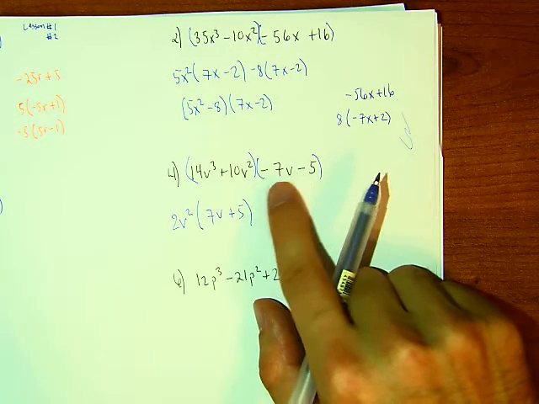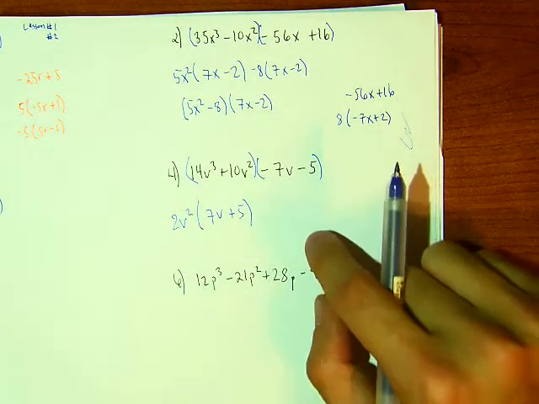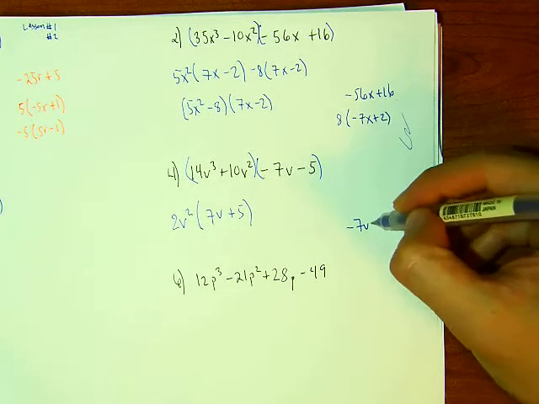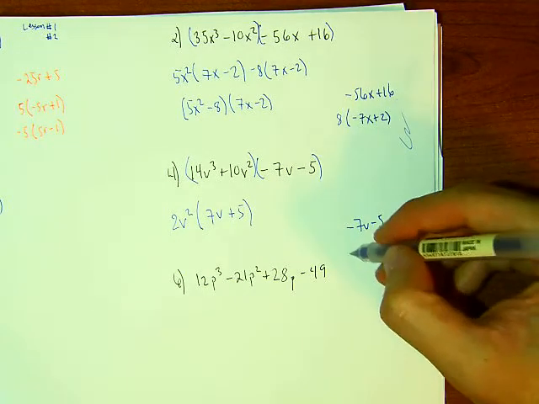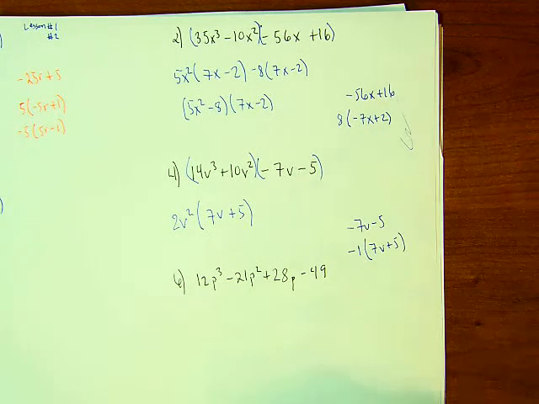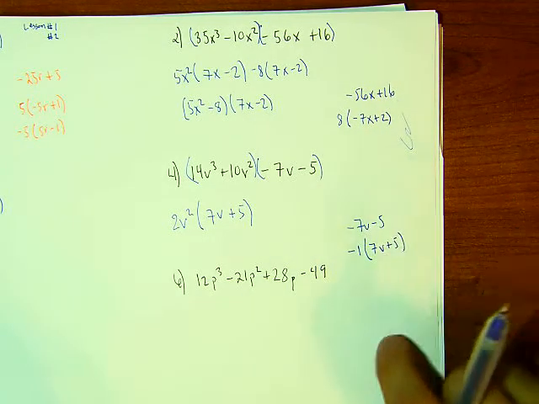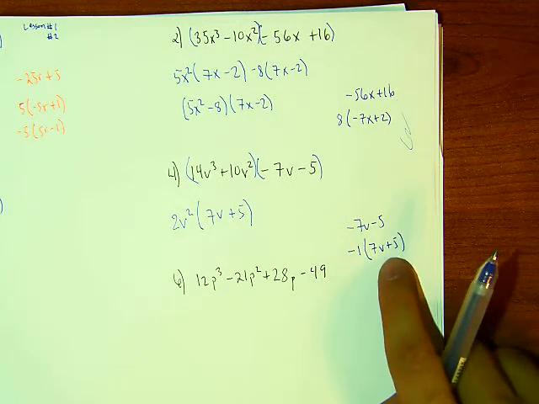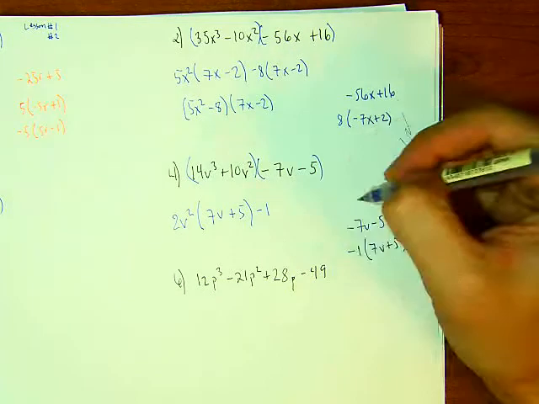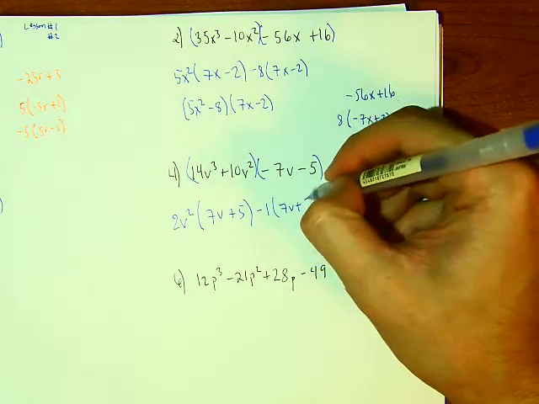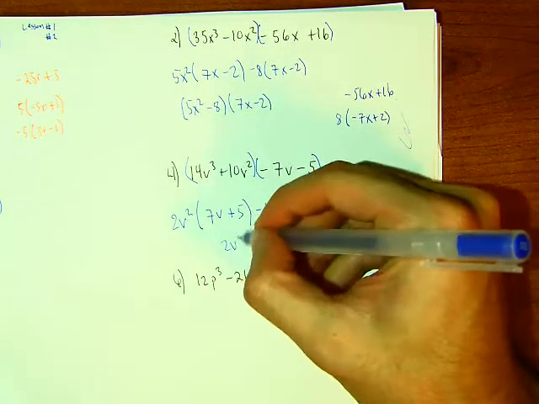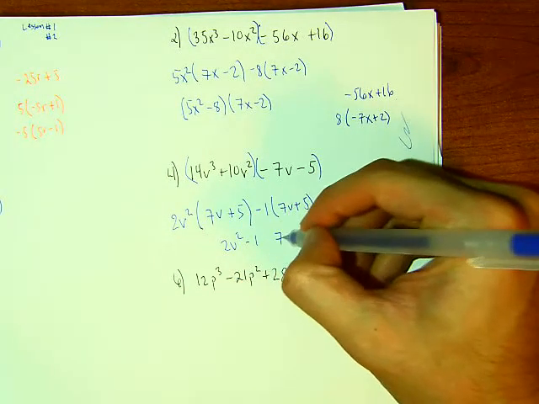And you have a v. But you don't want to factor out positive 1. You're going to factor out a negative 1, because if you have negative 7v minus 5, that's the same as negative 1 times 7v plus 5. These two are the same, and we're going to use this one because this and this will be common, and that will help us. So this will be minus 1 times 7v plus 5. And then these two are the same, so here we have 2v squared minus 1 and 7v plus 5.